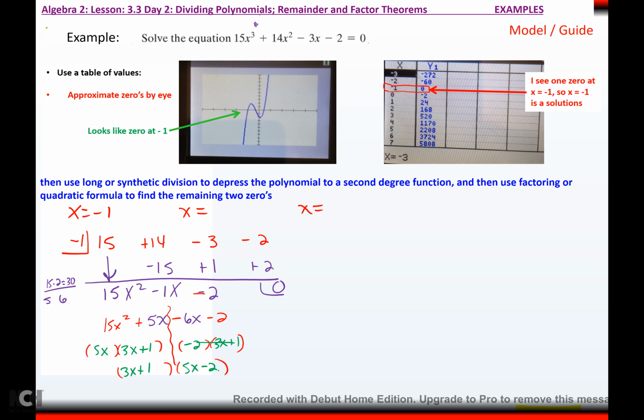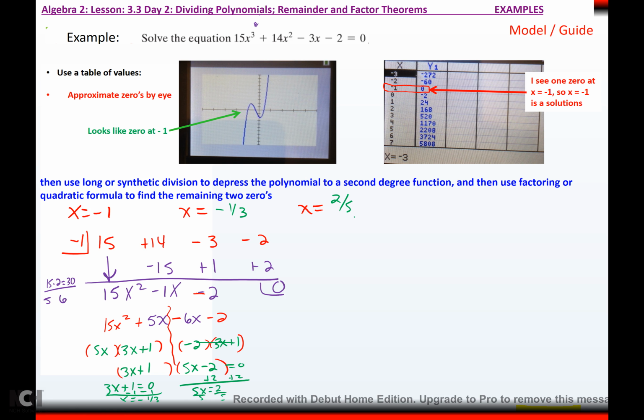Okay, so now I have, if I solve this, 3x plus 1 equals 0, minus 1 minus 1, x equals negative, we already did this, x equals -1/3. Okay, solve this one, add 2, so 5x equals 2, divide by 5, I get x equals 2/5.